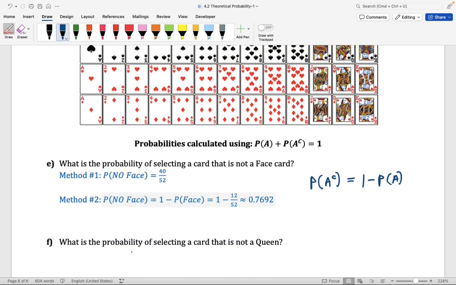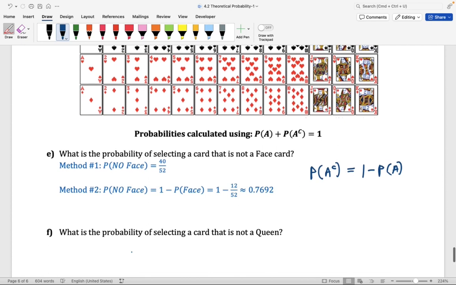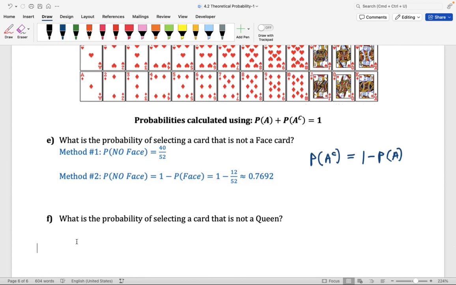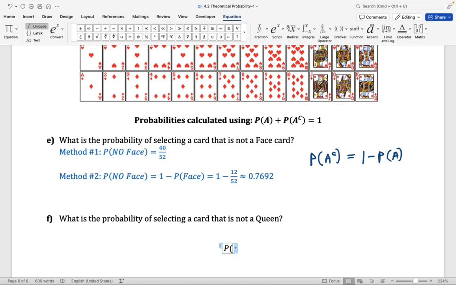Now, what is the probability of selecting a card that is not a queen? I'm going to let you do this on your own. However, I want you to go ahead and use the complement rule. Here, we want to find the probability of selecting a card that is not a queen. So I'm just going to write the probability of not queen. The probability of not queen is equal to 1 minus the probability of queen.